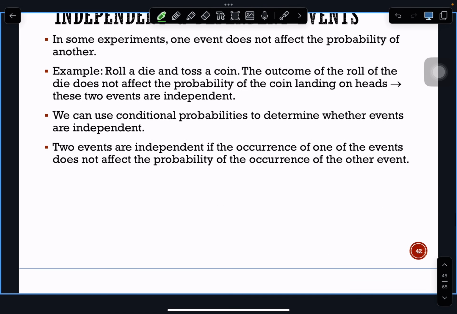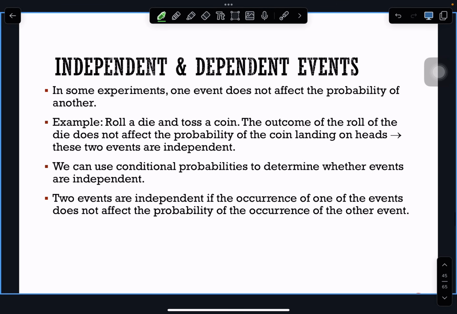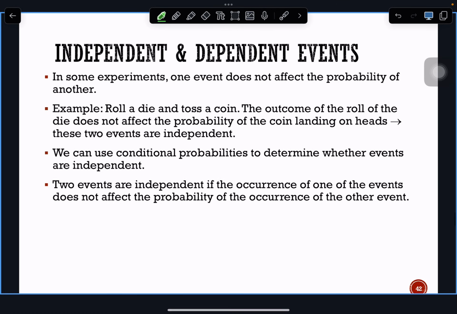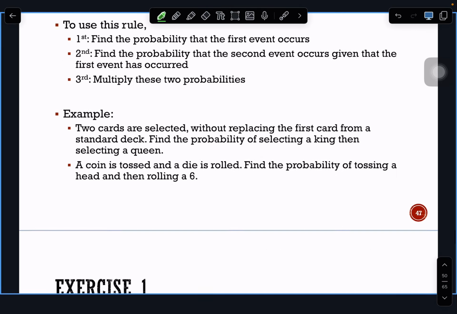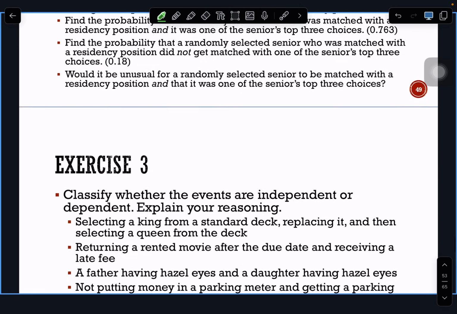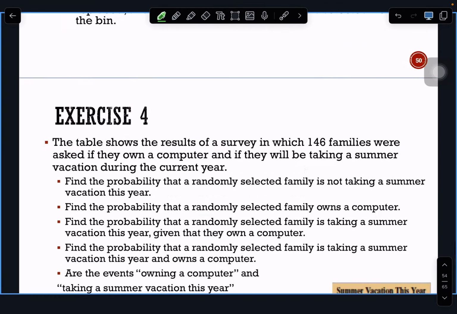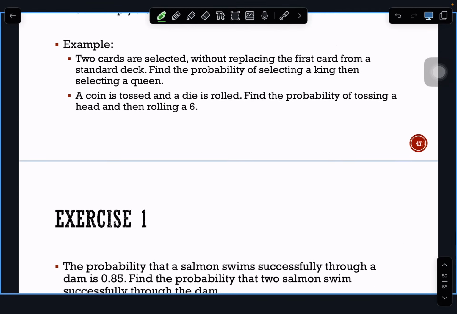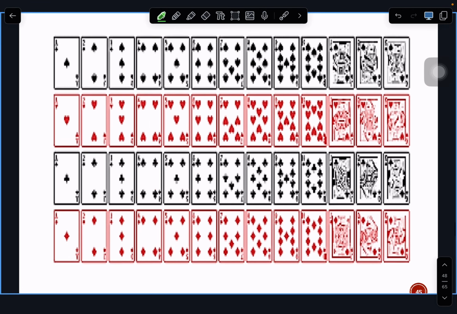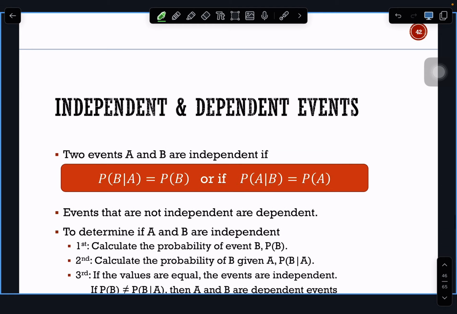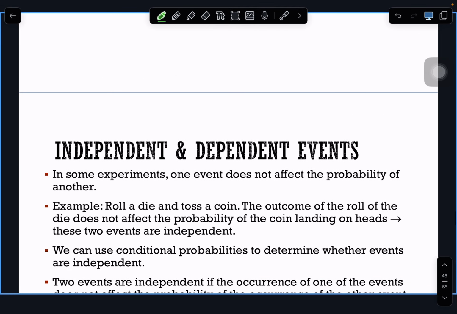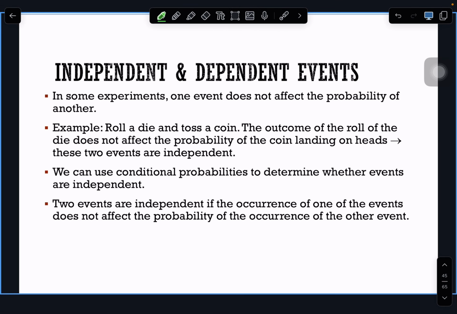Alright, next one is the multiplication rule, and then we stop. Tomorrow, the addition rule. Alright, so next one is independent and dependent events.